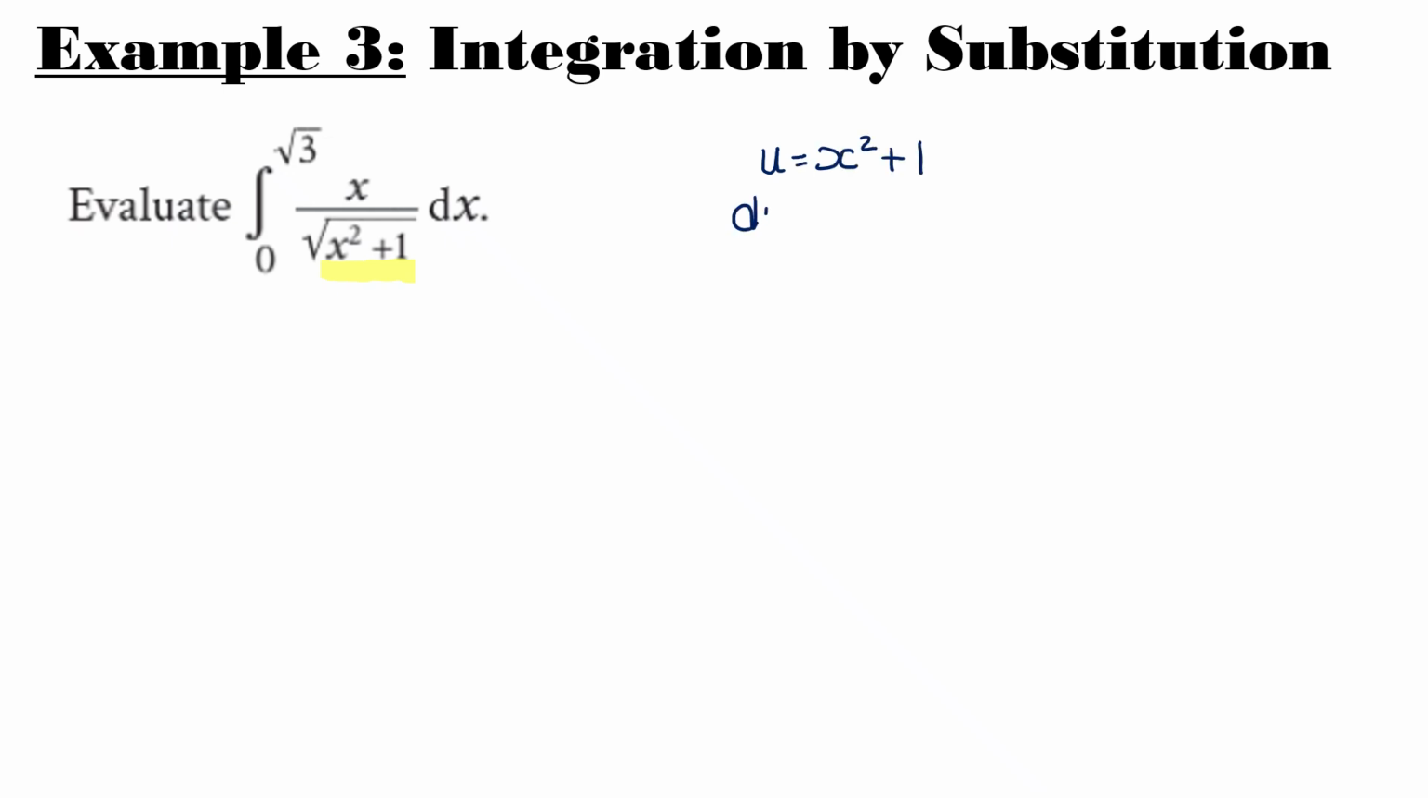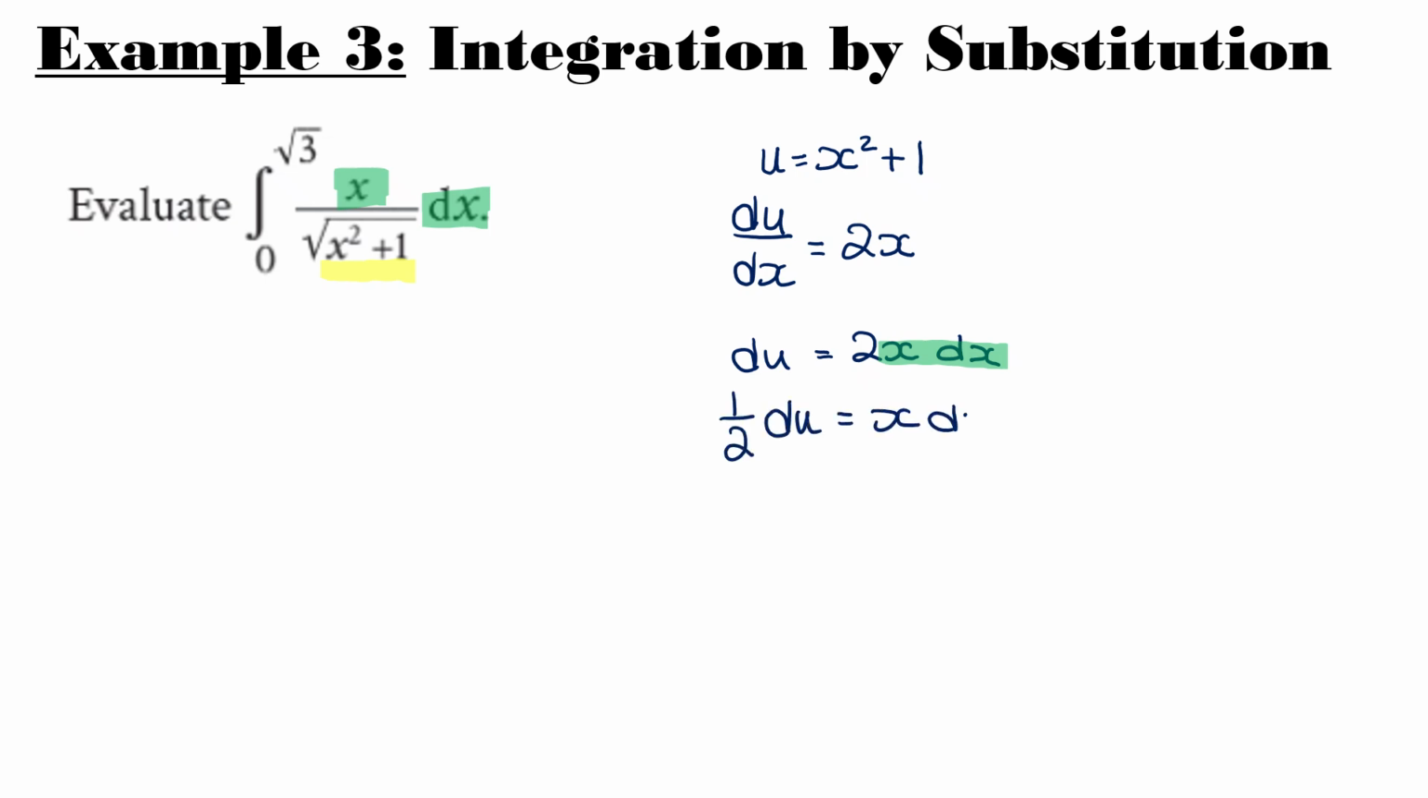Then we're going to differentiate that. So we get du dx, and that gives us 2x. So we're going to have du equals 2x dx. Now, all I have to take out with my dx is an x. Okay, so I don't want that 2 there. So I'm going to bring my 2 back over the line and have a half du equals x dx. And now I can replace.